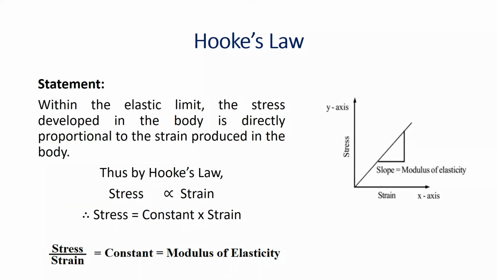We get a straight line passing through the origin up to the elastic limit. The slope of this line gives the value of the modulus of elasticity. Now let us understand the meaning of the term elastic limit using Hooke's law. Elastic limit is the upper limit of deforming force up to which, if the deforming force is removed, the body regains its original shape and size completely. If the deforming force is increased beyond this limit, there is permanent deformation in the body, called permanent set.